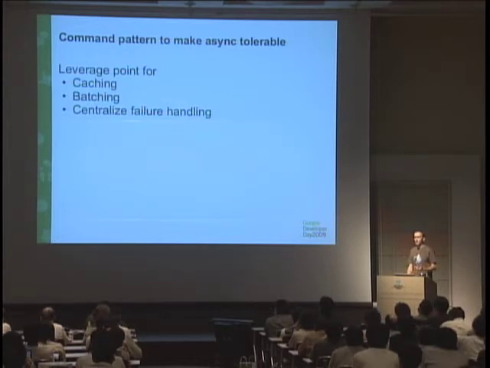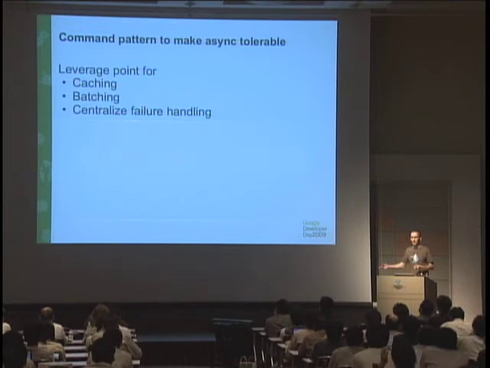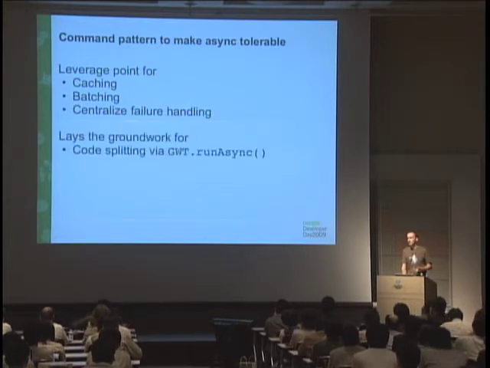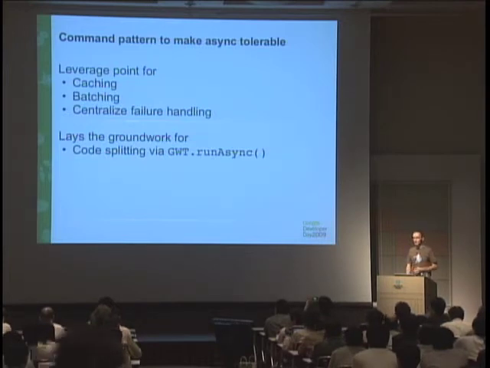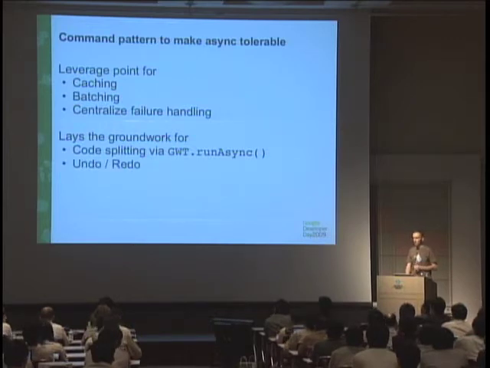So if a get fails, if it's a get for a contact or get for an email, it doesn't matter where it is in the application, I can handle it in one place and show the user an error message. This also lays the groundwork for code splitting. This is taking your Ajax application, your JavaScript code, and splitting it so that the initial download is faster and smaller. And when the user tries to access other pieces of functionality in the application, you download additional pieces. This is done via a method called gwt.runAsync, which we'll use today.